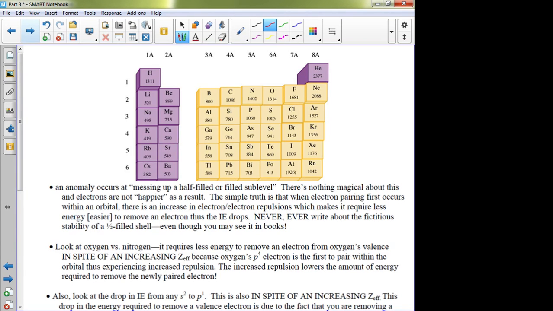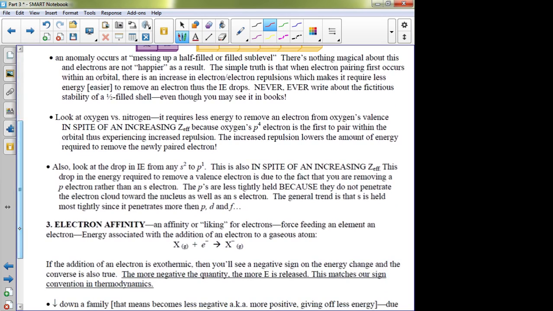All right. Let's talk about a few exceptions right quick to ionization energy. So let's look at nitrogen versus oxygen. Before we even look at the exception, let's look at what we would say if we were looking on a periodic table. So we would say, okay, I see nitrogen, I see oxygen. Which one has the greater effective nuclear charge?